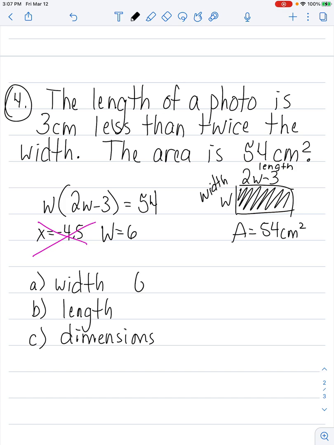I said x, but remember that's what I said instead of W. My width is 6 centimeters. So what is my length going to be? The length is 2 times W minus 3. I'll just plug it in: 2 times 6 minus 3. Then I solve that. 6 times 2 is 12. 12 minus 3 is 9 centimeters. What are my dimensions? 6 by 9, or 6 centimeters by 9 centimeters. That is how we apply solving quadratic equations.